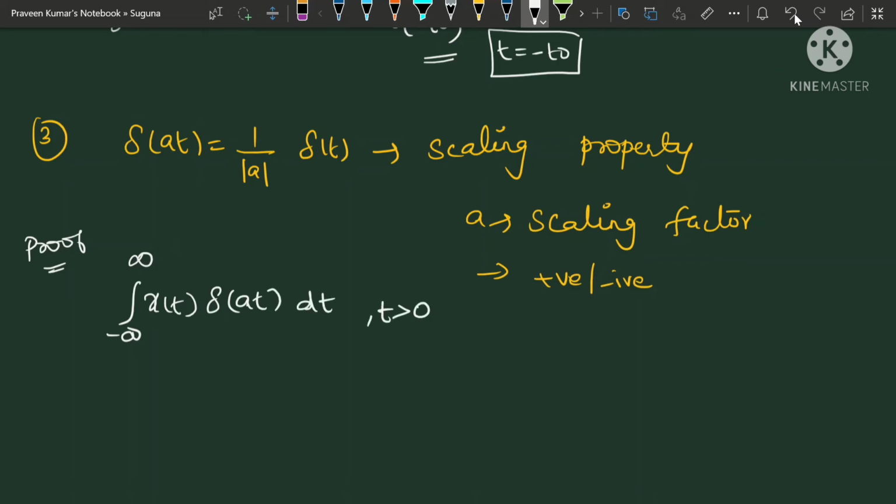Okay, we are going to find the integral from minus infinity to plus infinity of x of t delta of at dt. Here we follow the substitution method. Let at equal tau. From this, t is equal to tau by a. Then dt is equal to 1 by a d tau.